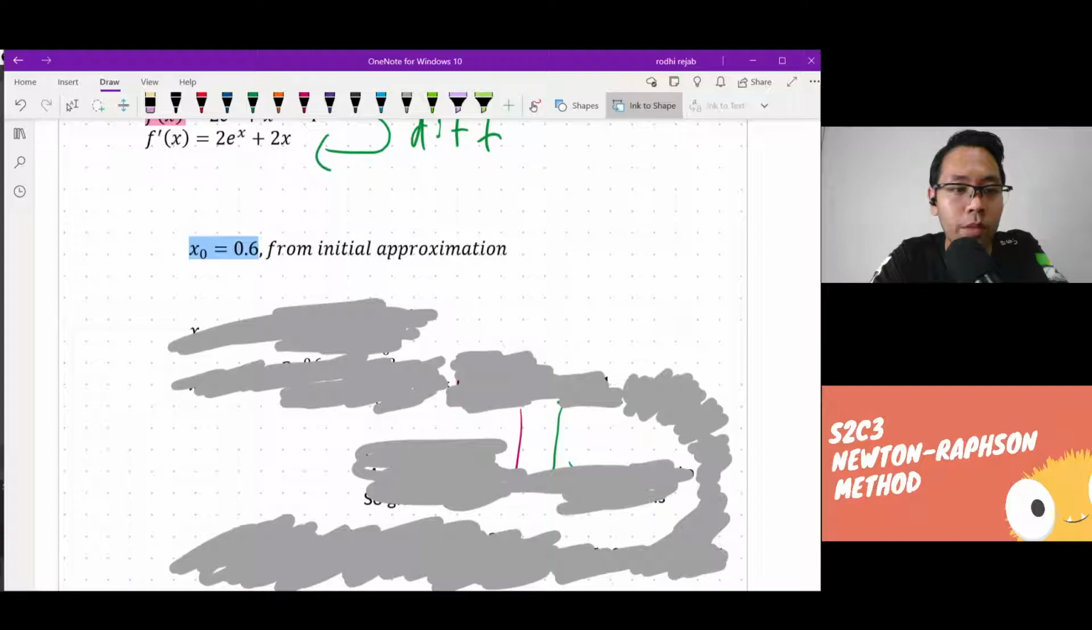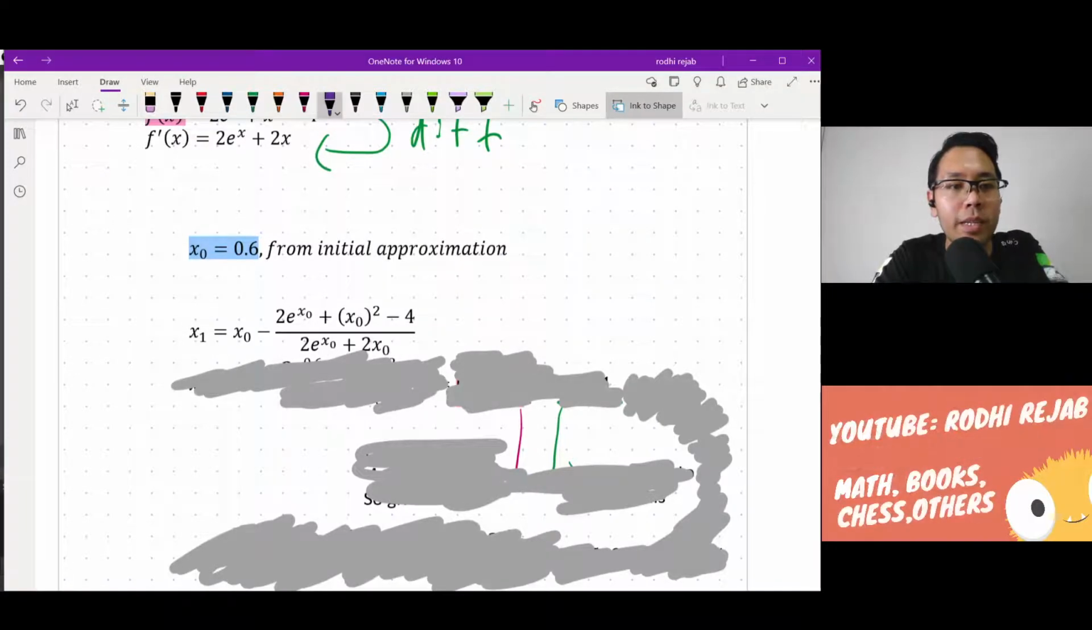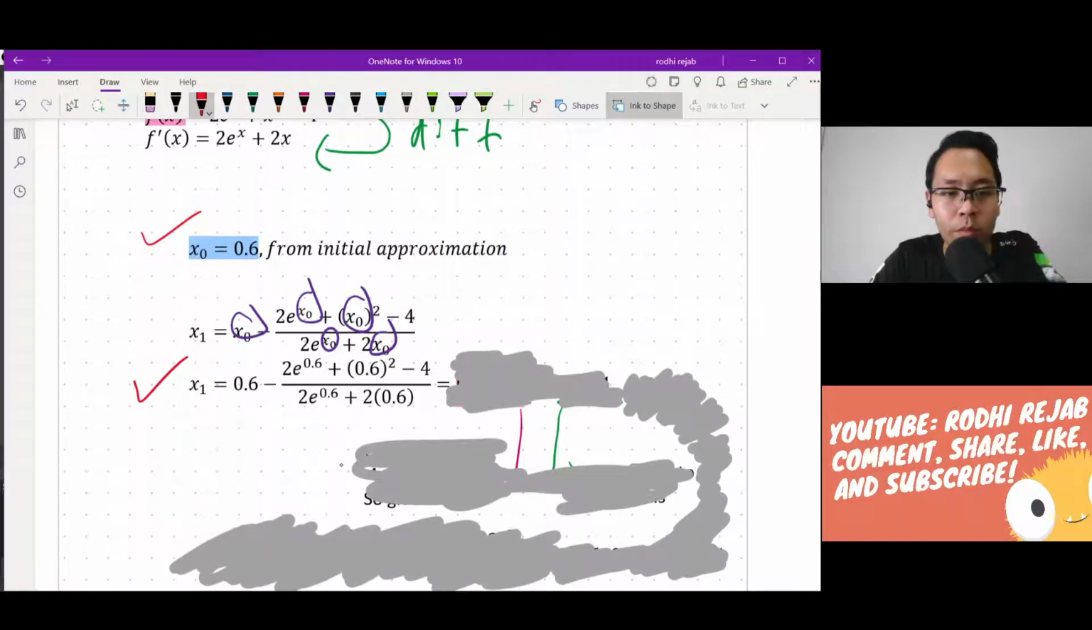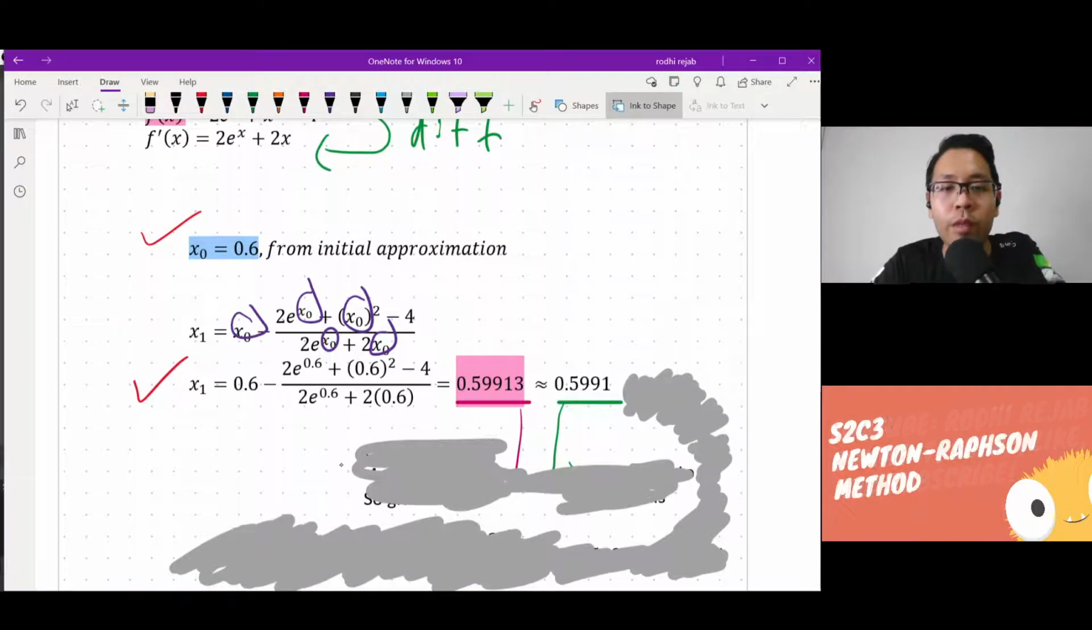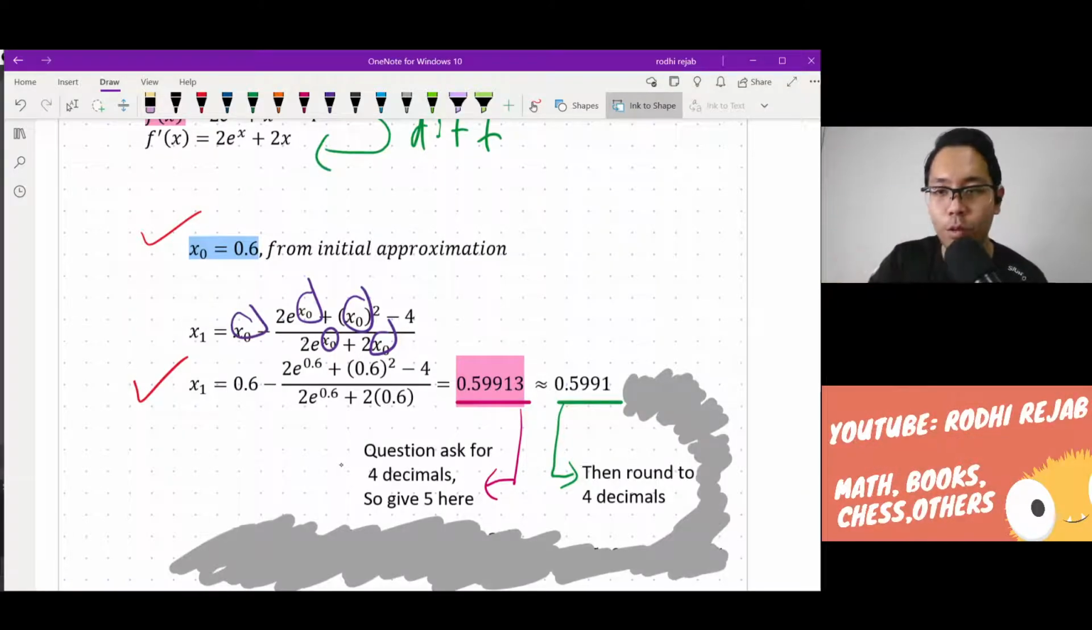So we start with 0.6, and we want to calculate this x1. You basically need to replace the x0 with the 0.6 here. You don't need to write this line, you can jump straight to the second line. This line and that line, I just want to visualize things better for you. You put the calculation into your calculator and you should get these two values. Firstly you get it to 5 decimals and then you round it to 4 decimals. Why do I get 5 decimals? Because the question says 4, so firstly you calculate to 5 and then we round to 4.